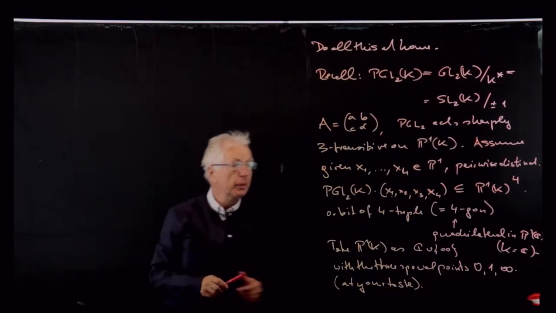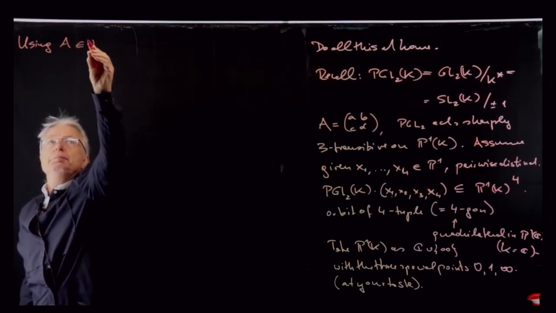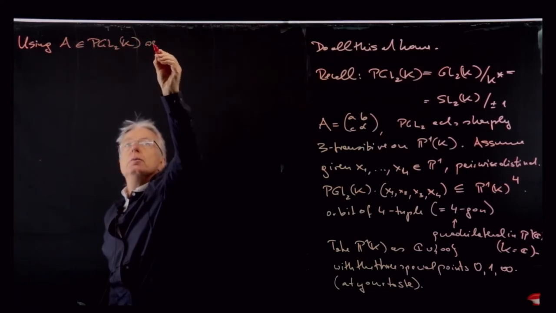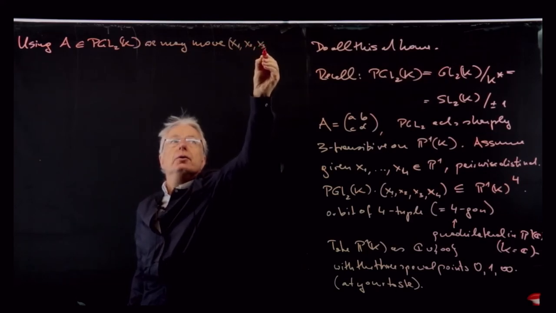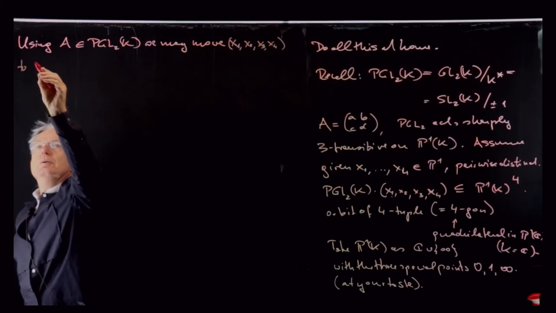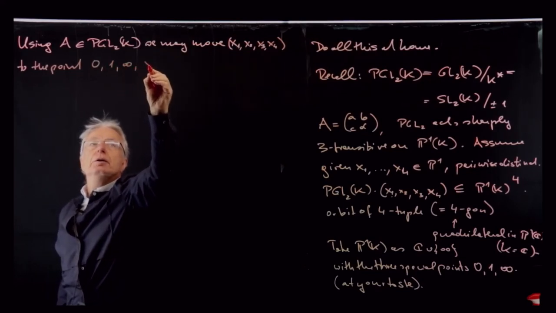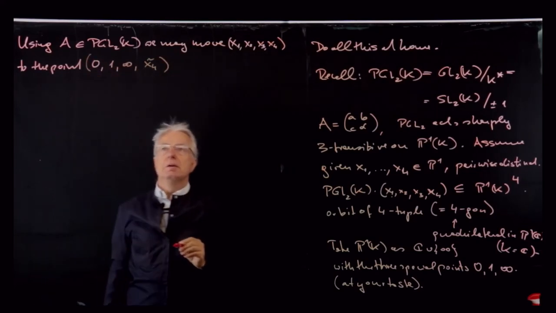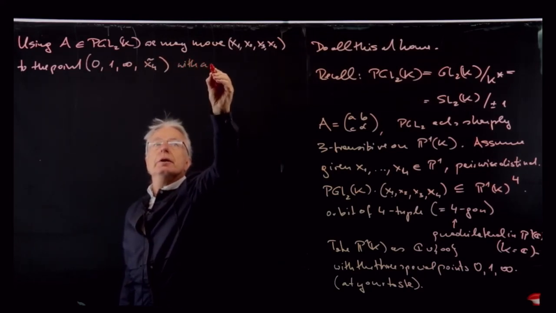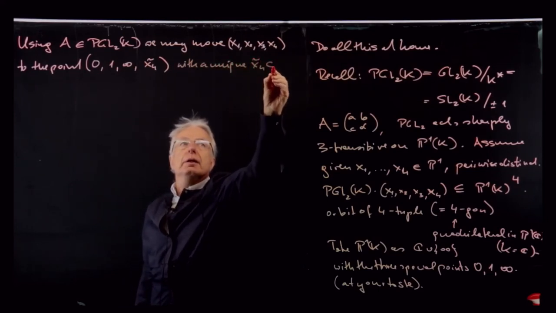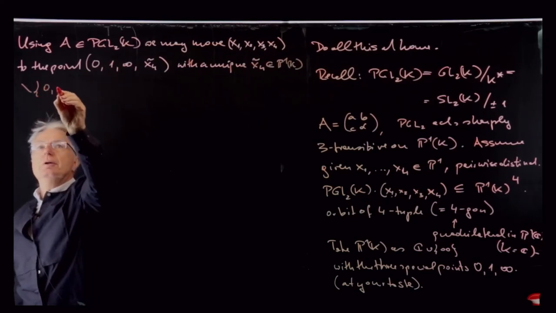So, using A in PGL2(k), we may move x1, x2, x3, x4 to the point 0, 1, infinity, and now this will be x4 tilde, okay, and x4 tilde will be unique, with a unique x4 tilde in P1(k), but it will be distinct from the others, so it will be minus 0, 1, and infinity.